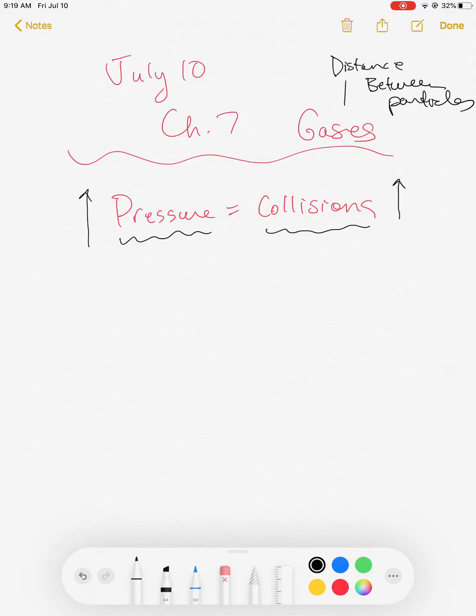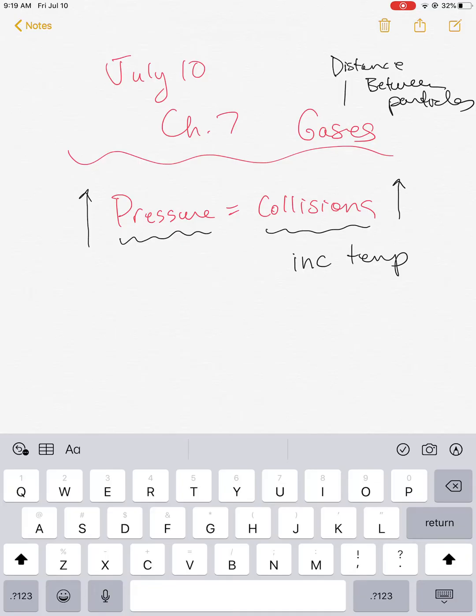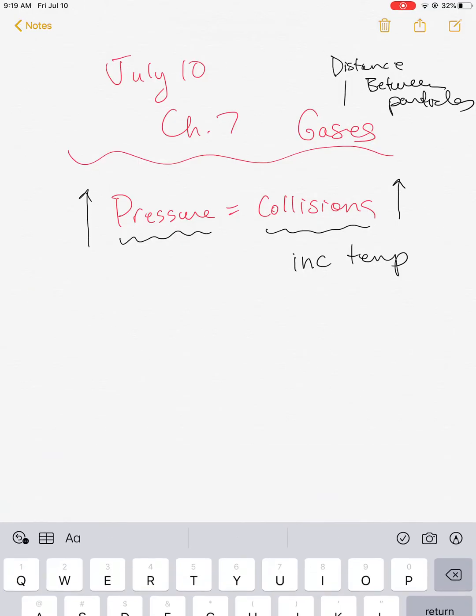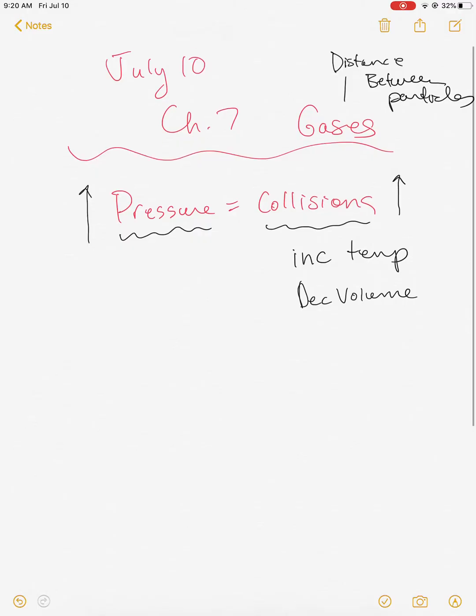Now, clearly, it needs to be a closed container, okay? Because if you increase the collisions, they'll move farther apart and they'll escape out of the container. So the ways to increase collisions are to increase the temperature or to move them closer together. Another way is to decrease the volume, okay? So if you decrease the volume, all of a sudden the particles are a little closer together, and that means they're colliding with the sides of the container more and more.